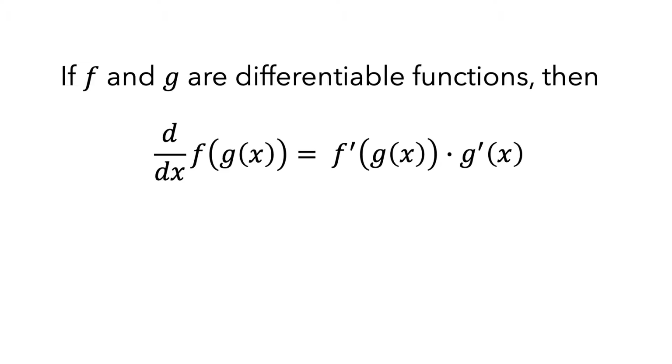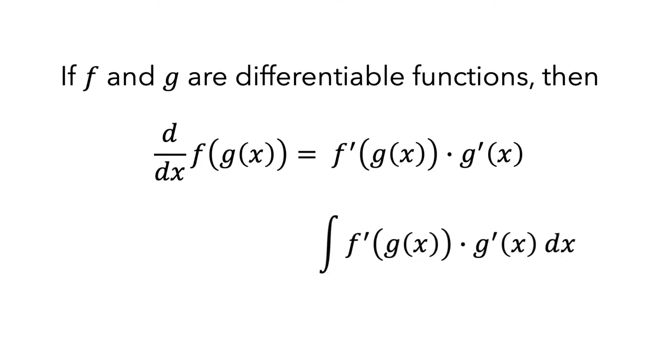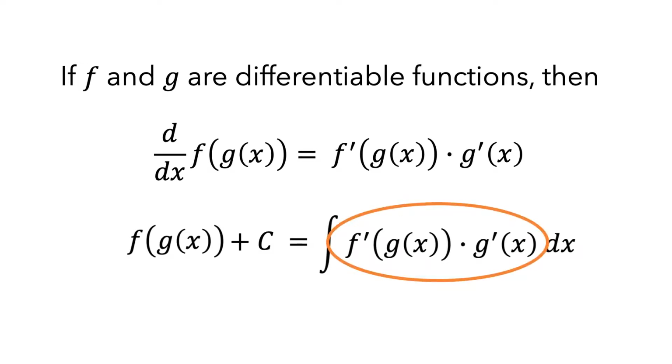Since the derivative of the left side of this equation is equal to the right side of the equation, this tells us that the antiderivative of the right side should be equal to the original function on the left side. That is, if we take the right side of the equation and integrate it, it should be equal to the function on the left side of the equation, plus c. So we can see that doing the chain rule in reverse requires the integrand to be a product of a composite function and the derivative of its argument.